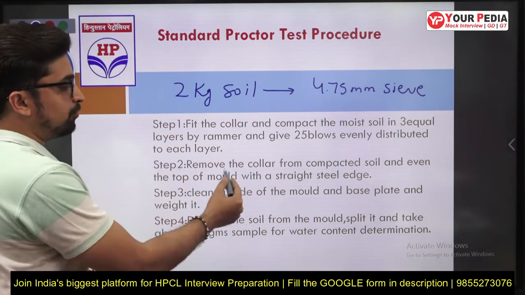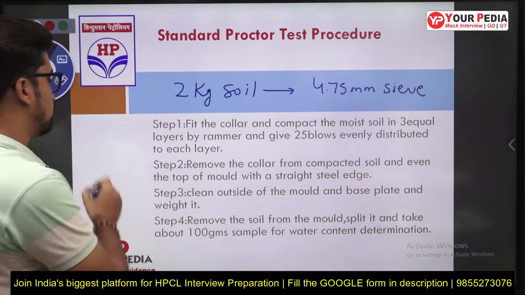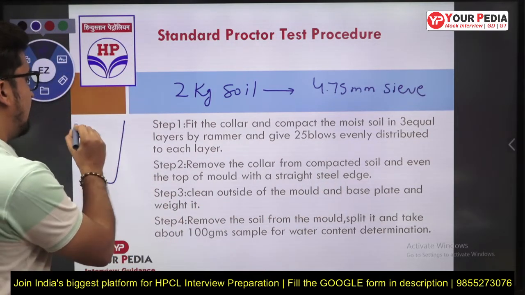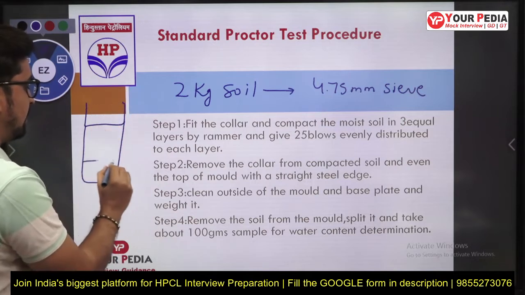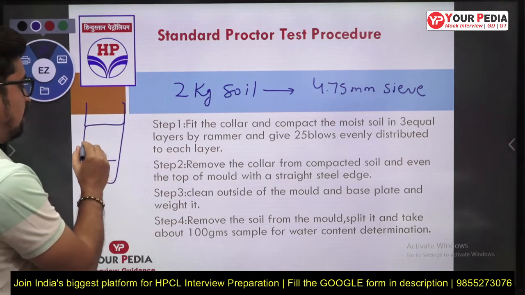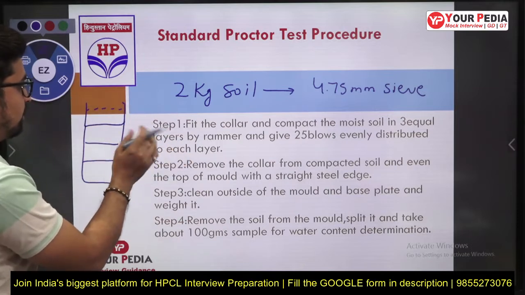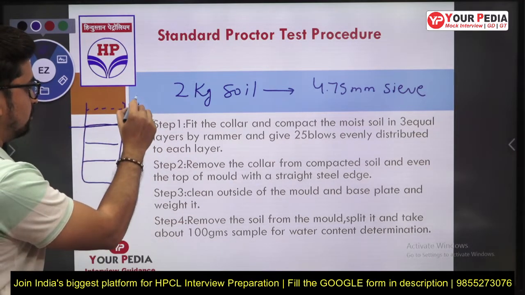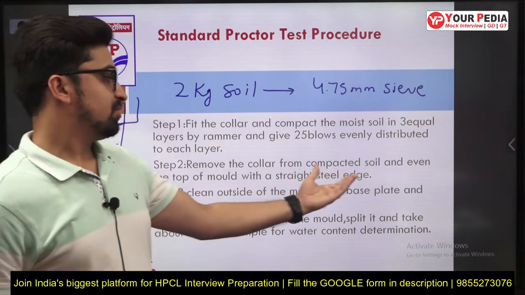After that, we remove the collar from the compacted soil and even the top of the mold. So there is a mold and there is a collar above it. After we put 25 blows in each layer, we remove the collar and scrape off the soil above the mold with a straight steel edge.